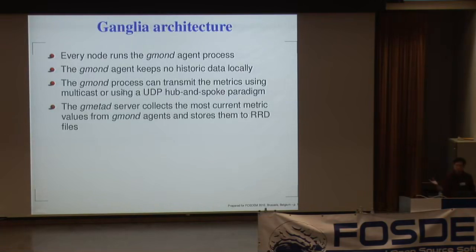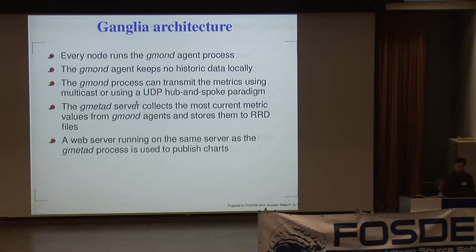And then basically you have this gmetad server that aggregates all the data and stores it in an RRD file. So I think I mentioned that previously already. And then all this information is then presented on the web server, which basically serves the web page you saw. You install a web server like Apache or Lighttpd or whatever, and it runs on the same server as your gmetad process. And it's used to create the graphs and the charts that you see.